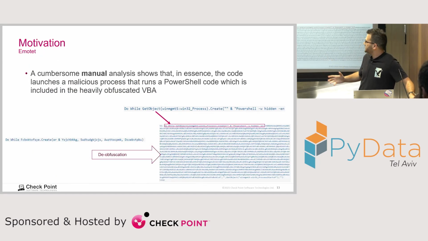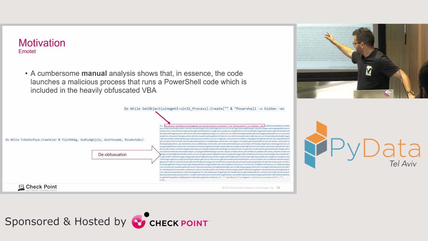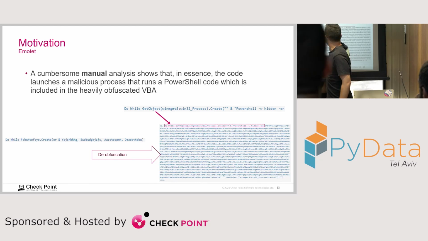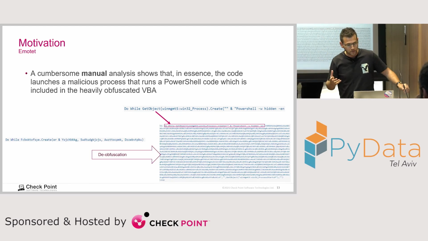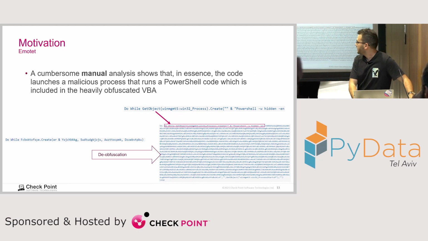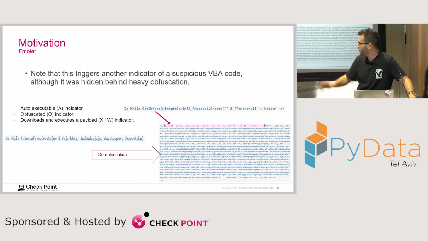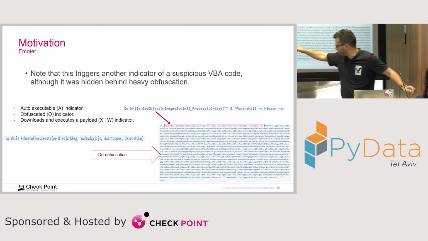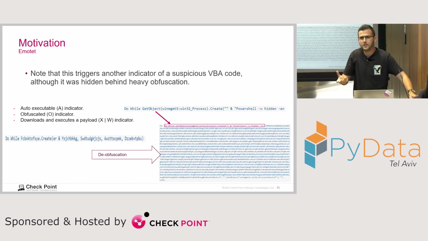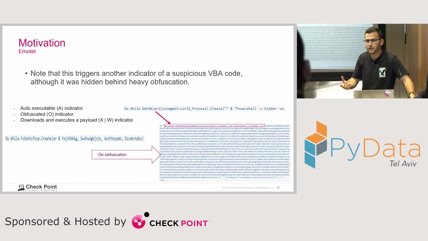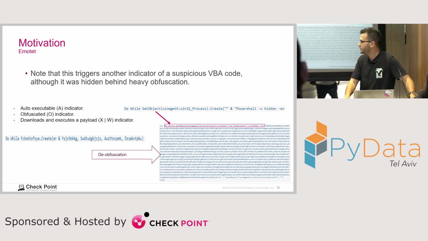So after a cumbersome manual analysis, I won't do it right here. I've done it before. The code, basically what it does, you can see here, it launches a PowerShell process that later on downloads an executable and launches it. Okay, so that's all the 4 triggers right there. But you can see that we had to manually de-obfuscate this code in order to get these triggers, right? So how do we catch that signal without de-obfuscating the code? We will get to that later, how DeepVBA does that.